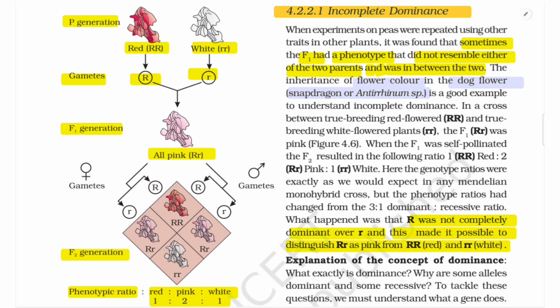When the F1 was self-pollinated, the F2 resulted in the following ratio: 1 RR, that is red, to 2 Rr, which is pink, to 1 rr, which is white. Here the genotype ratios were exactly as we would expect in any Mendelian monohybrid cross, but the phenotype ratios had changed from the 3:1 dominant to recessive ratio. What happened was that R was not completely dominant over r, and this made it possible to distinguish Rr as pink from RR, which is red, and rr, which is white.